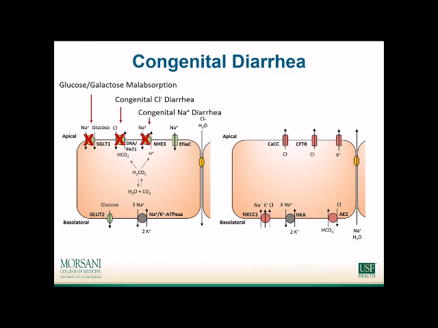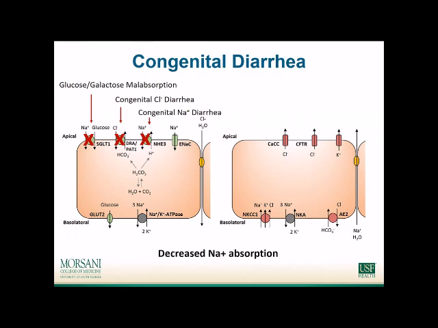Similarly, you can have a congenital sodium diarrhea. This has been linked with mutations in NHE3 and not being able to have that sodium-proton exchanger there. And again, if you can't bring the sodium in, there's more sodium in the lumen. There's that osmotic pull to keep the water there. So that's just the simple way of thinking about what happens if you don't have those transporters.